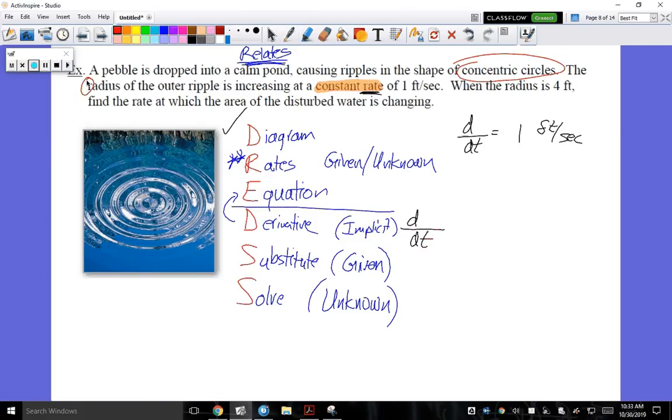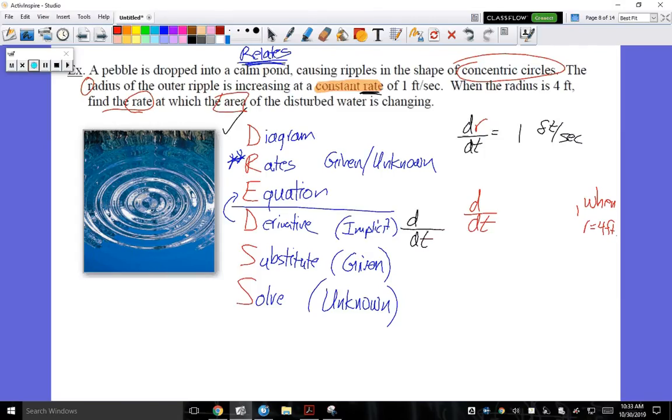Okay? All right. So what variable should we give this? r, the radius, okay? So when the radius is 4 feet, oops, we'll say when r equals 4 feet, we want to know, find the rate at which the area of the water is disturbed.